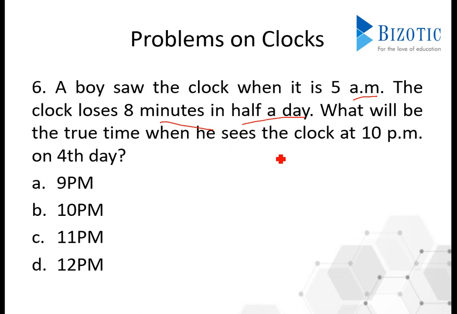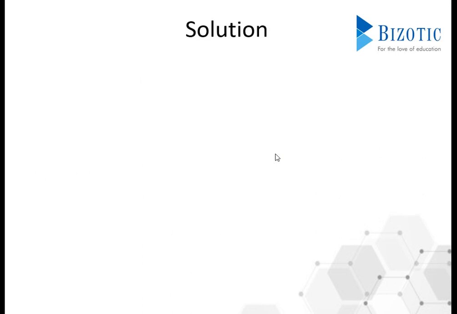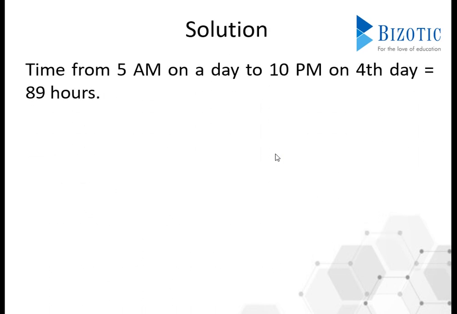So let's look at the solution, which is an easy thing here. We need to calculate the time from 5 a.m. on the first day to 10 p.m. on the fourth day. So how do we calculate it, and how is it 89 hours? I'll just give you the calculation here. On the first day it's already 5 a.m., so from 12 a.m. to 5 a.m. you have lost 5 hours.